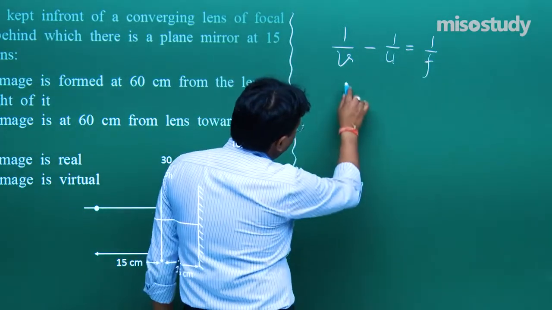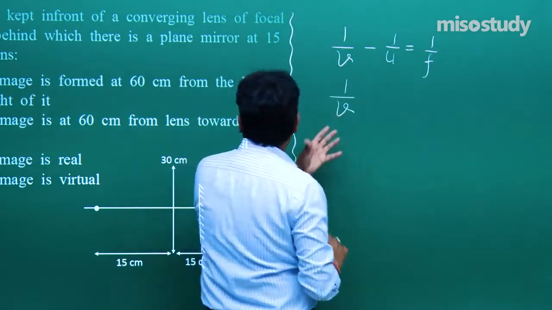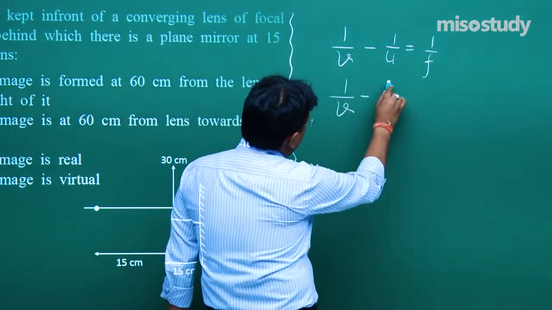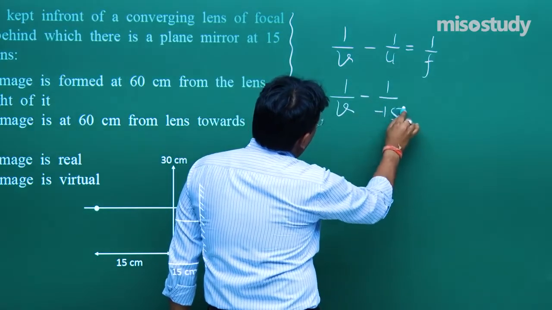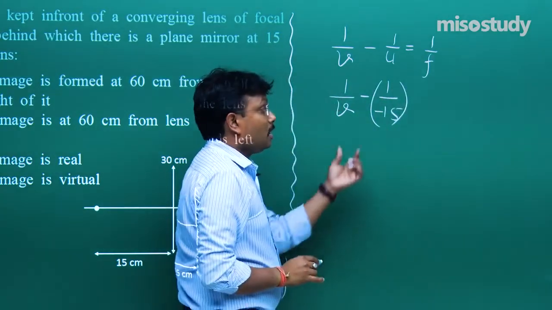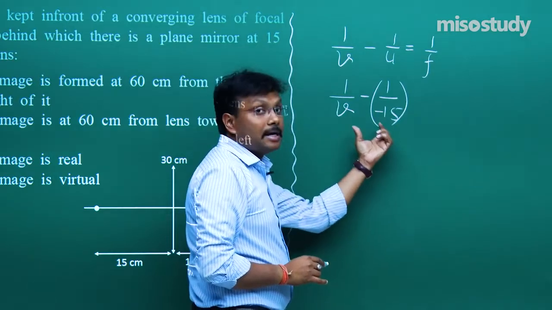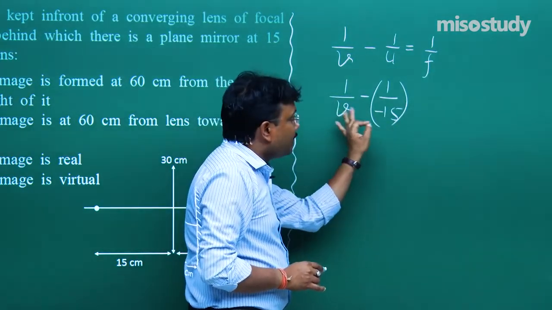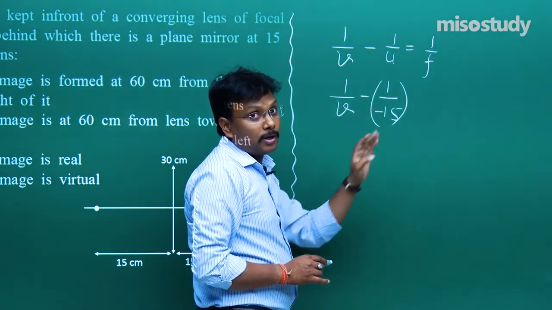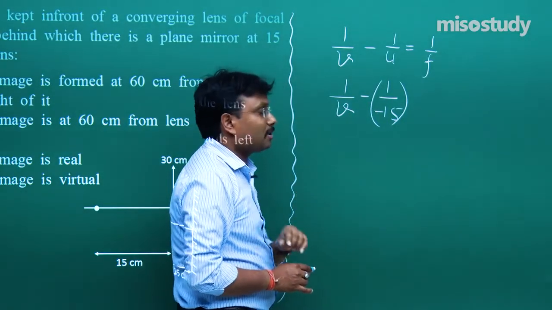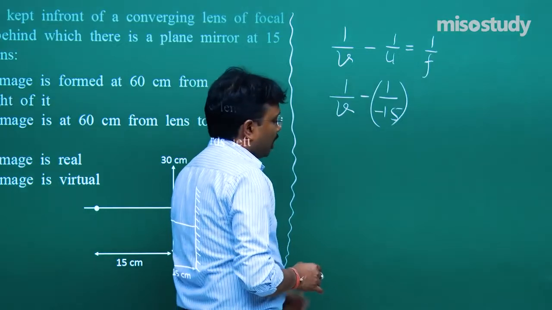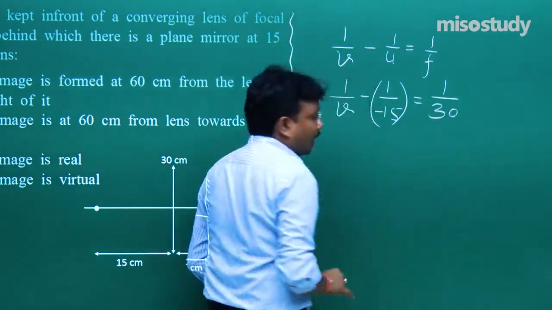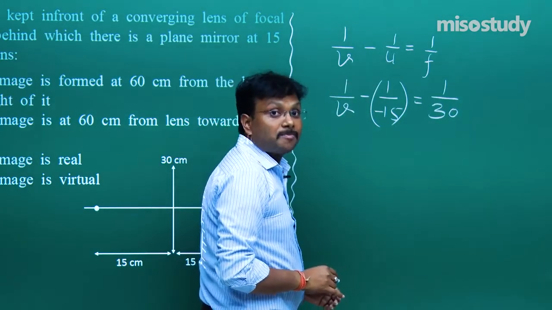Fine. Now 1 upon V, directly I am putting the values given in this problem in this particular formula, minus 1 upon minus 15. Always write down the step by step process. A minor error at any point and you are going to get minus marks. So that is something which is not advisable anyway for this big and prestigious exam of IIT JEE Advanced pattern.